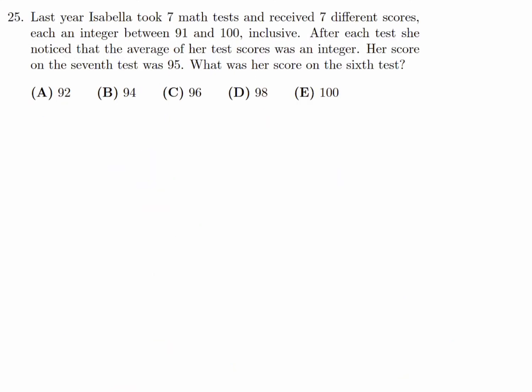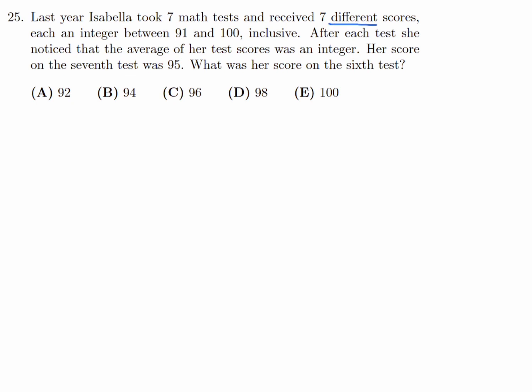Last year, Isabella took 7 math tests and received 7 different scores, each an integer between 91 and 100 inclusive. After each test, she noticed that the average of her test scores was an integer. Her score on the 7th test was 95. What was her score on the 6th test?